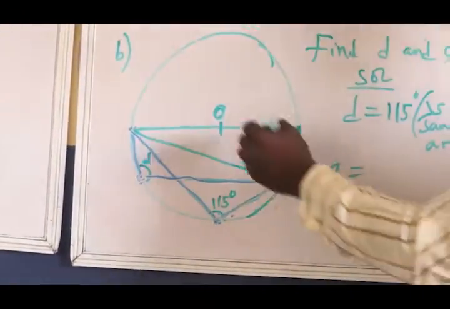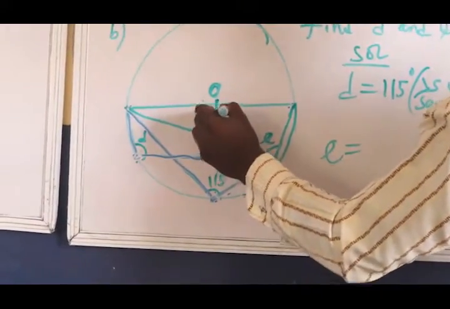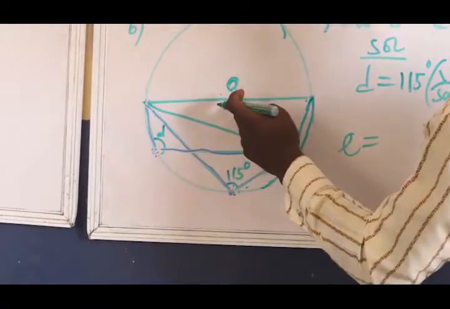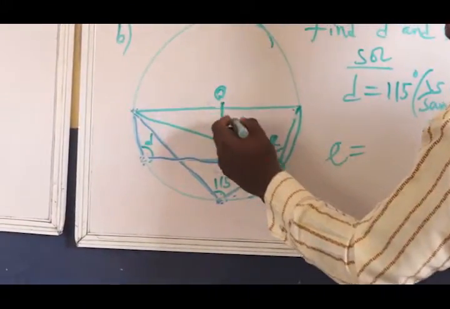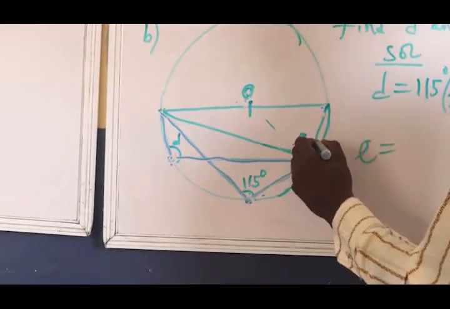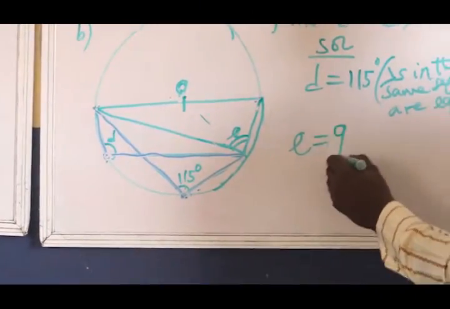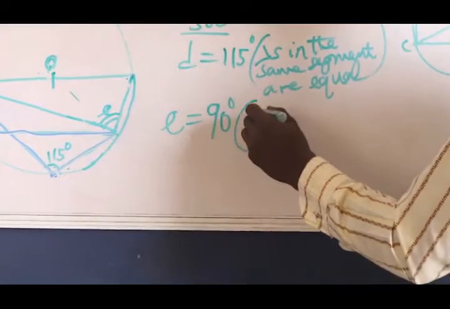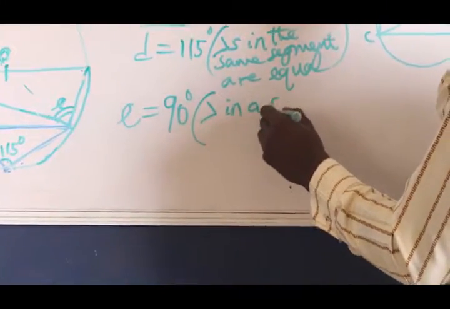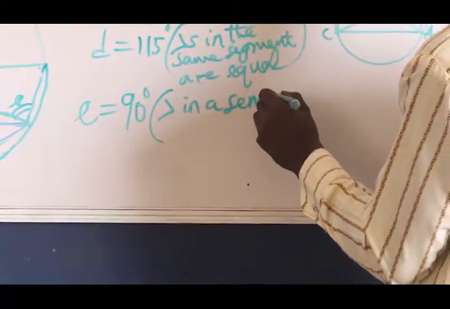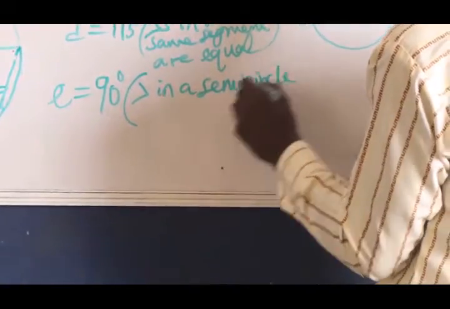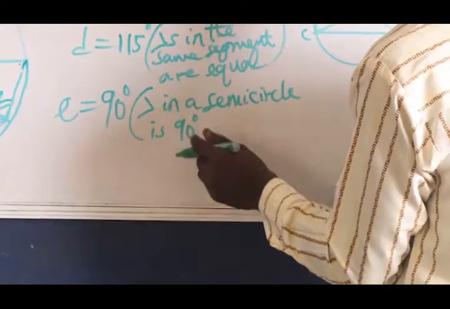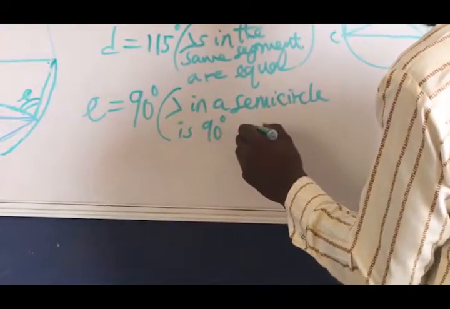Now look at this. As explained earlier, it is facing E. You can't say it is facing this. So you have it facing, this is the closest angle now. So you tell them that E equals 90 degrees. And the reason behind that is angle in a semicircle is 90 degrees. Or you tell them angle in a semicircle is a right angle.